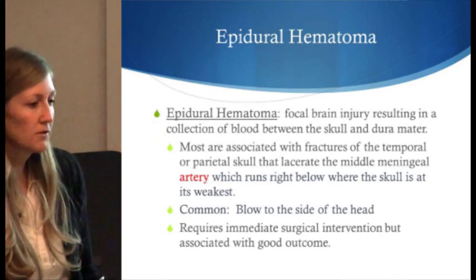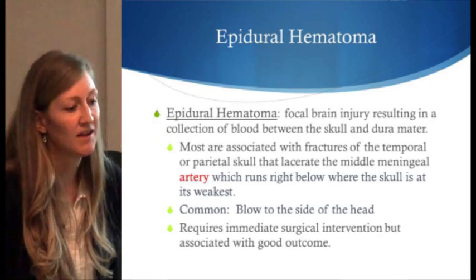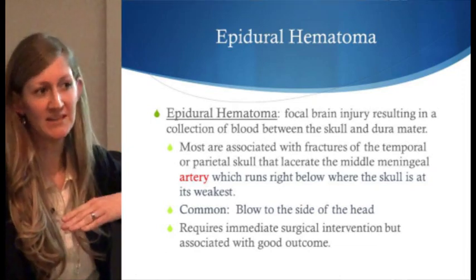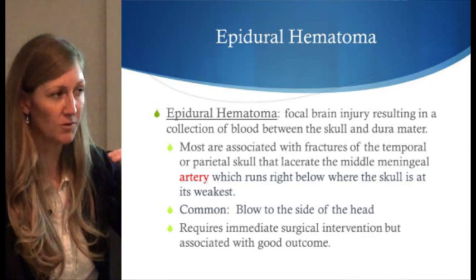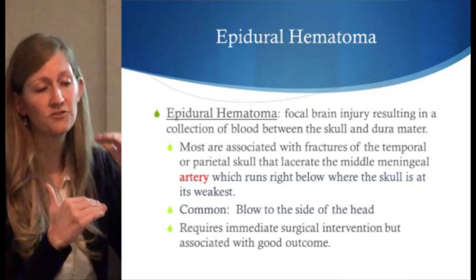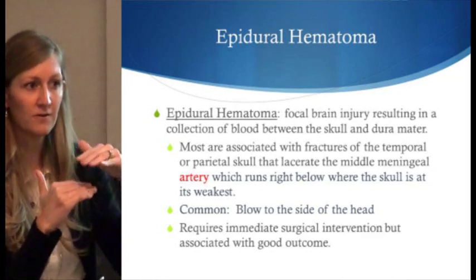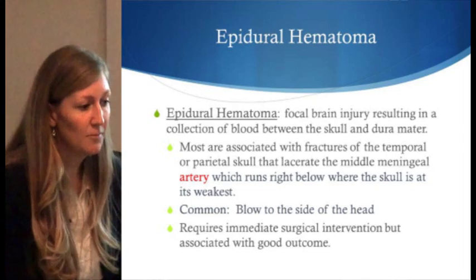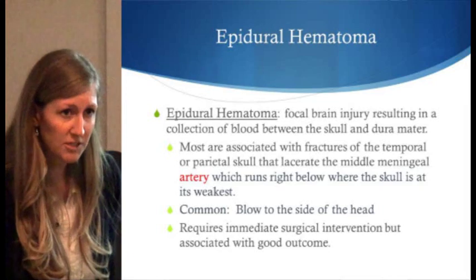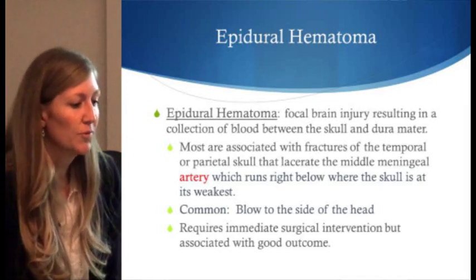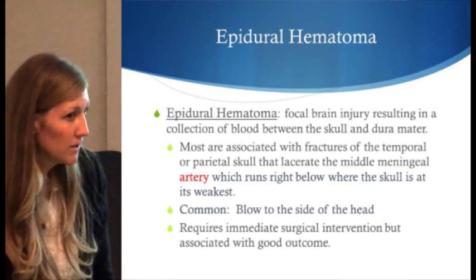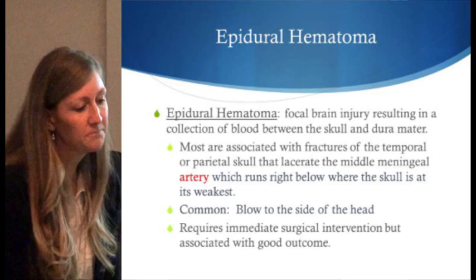Okay, so the next type of injury is an epidural hematoma. Going back to that anatomy, you have your skull, your bone, and then you have that thick covering over your brain, and that's your dura. So this injury occurs in between the skull and that thick covering over your brain. So epidural, above the dura. And that is usually associated with a fracture in the temporal area or the parietal area. And usually it's from a blow to the head, or they fall and hit their head, somebody hits them in the side of the head.